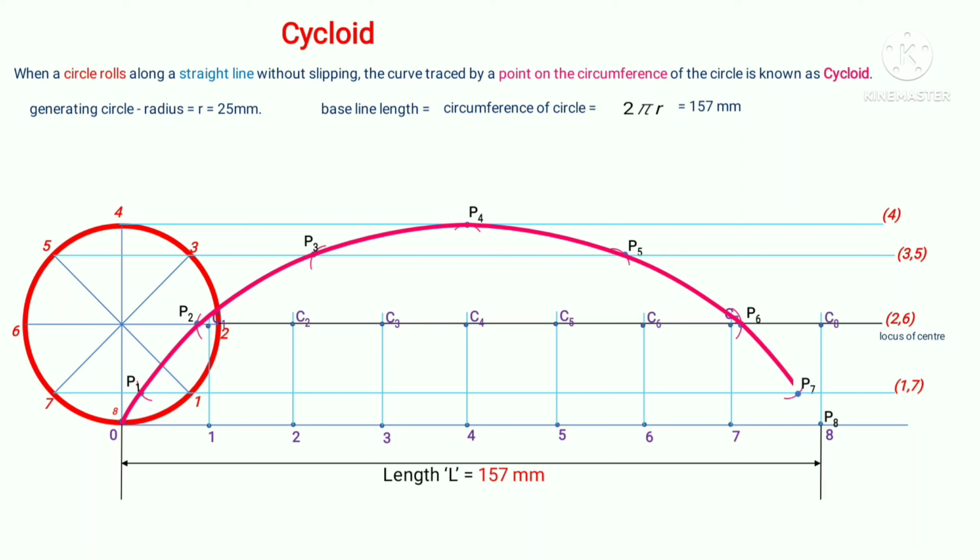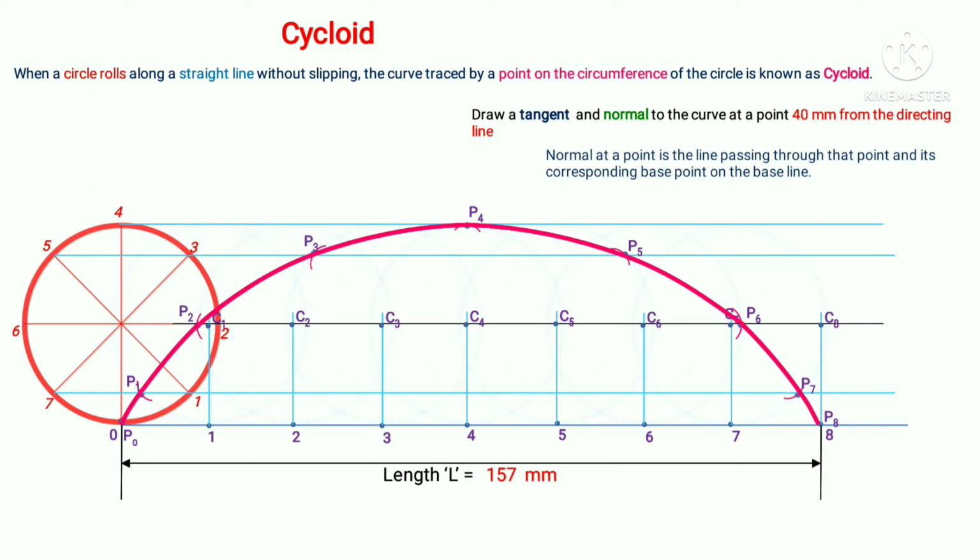Now, once the cycloid is done, the next part is to draw the normal and tangent at a point on the cycloid. Now let's try to draw the tangent and normal. The given question is: draw a tangent and normal to the curve at a point 40 mm from the directing line. Here the definition is given. Normal at a point is the line passing through that point and its corresponding base point on the baseline.